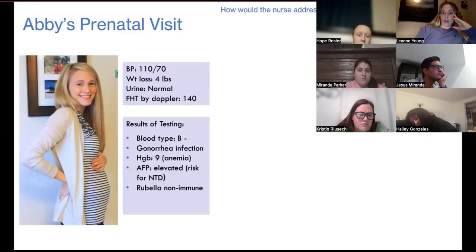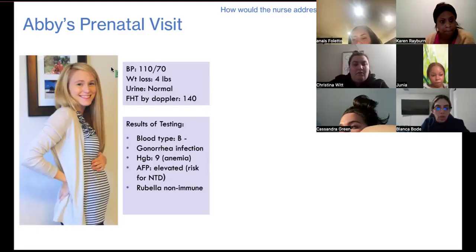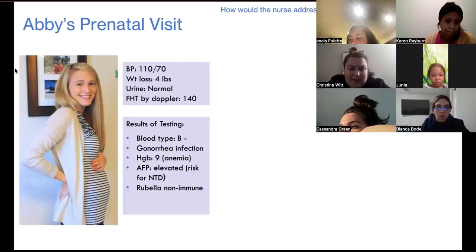How would we address Abby's weight? Are we concerned? What do we think about this? Isn't some weight loss expected initially if she has a lot of nausea and vomiting? It can be, yeah.